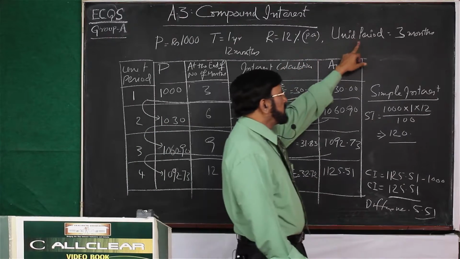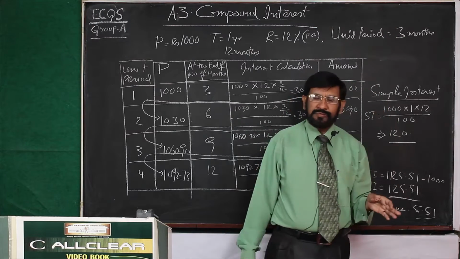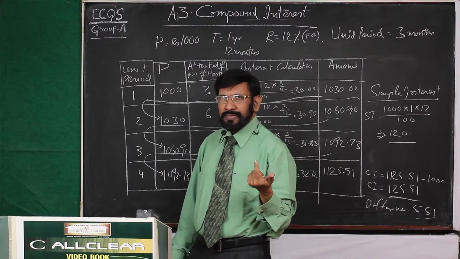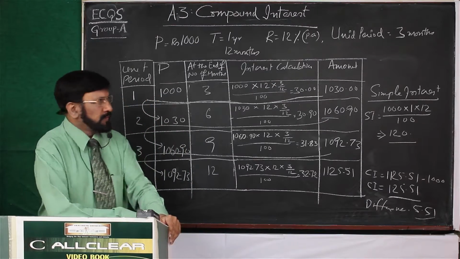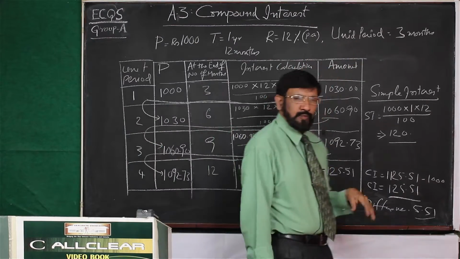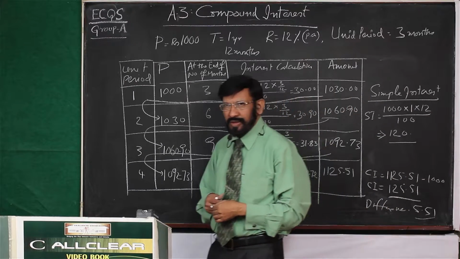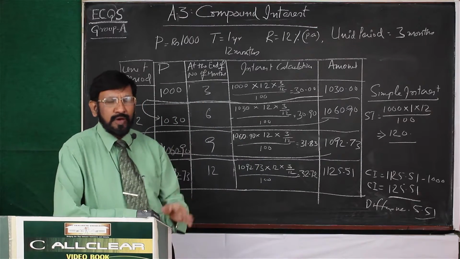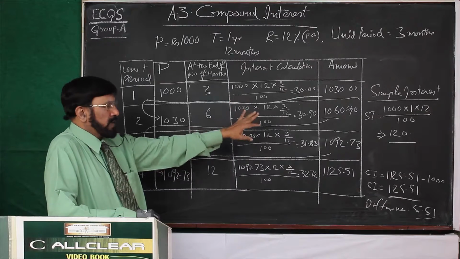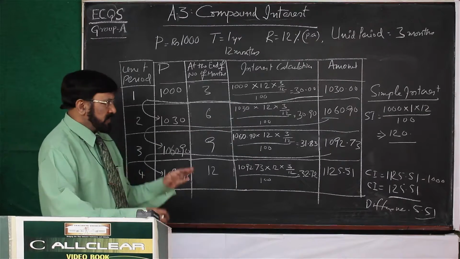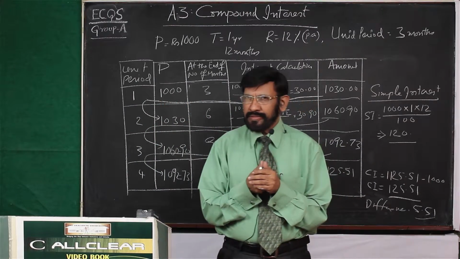Here the unit period is the core. Here 3 months are specified. Sometimes it may be 1 month, sometimes 6 months, and sometimes 1 year. If no unit period is mentioned in your problem, then you take it as 12 months. If it is specifically told, you should follow that, and perform calculations accordingly. So this knowledge is a prerequisite before understanding the other formula.